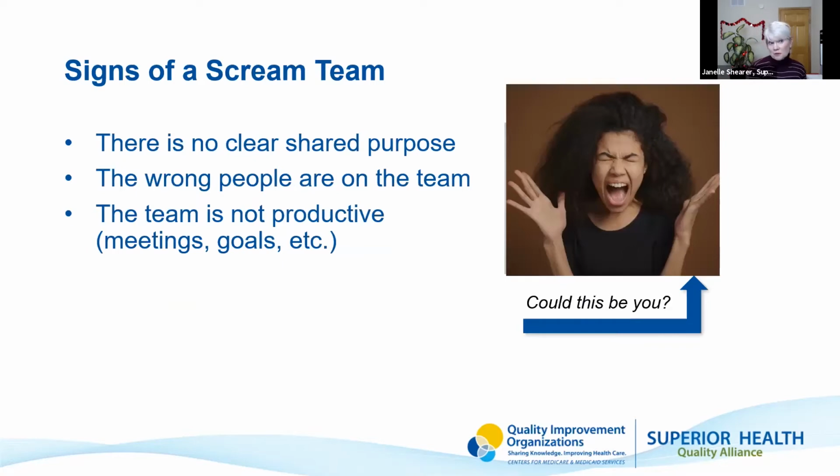So, signs of a scream team, and we mentioned these when you guys shared: no clear shared purpose, we don't really know what we're doing exactly. You may have the wrong people on the team, and then it's just not productive with how we run the meetings and knowing our goals, etc.